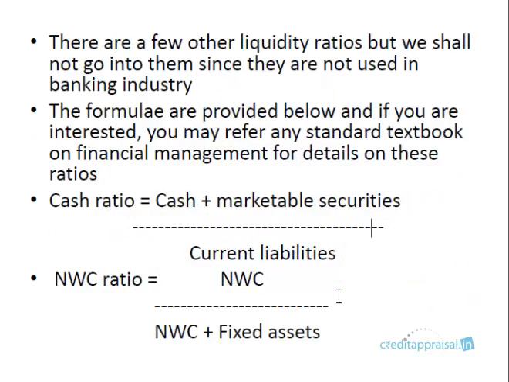Now there are a few other ratios which we are not going to go into in depth. For example, there's a cash ratio, there's an NWC ratio, there are various other ratios, but we're not going to go into them. If you're interested, you can refer to any standard textbook on financial management. There will be a chapter on ratio analysis that will provide you the required details. But the major ratios we have discussed so far, you have to be clear about, right?